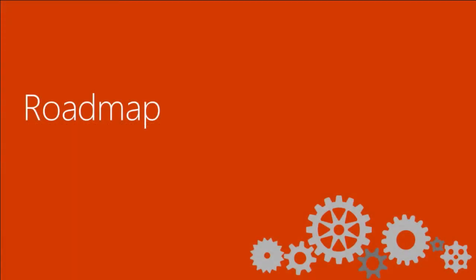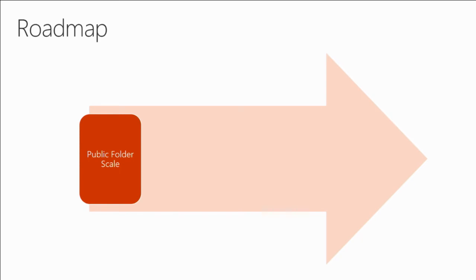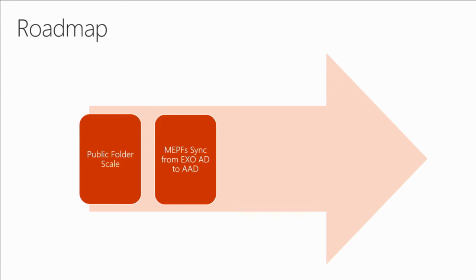So till now we talked about what's new with public folders, and we covered the features which we implemented. Let's talk about what is the roadmap for public folders. So we talked about 250K public folder support. We are soon scaling it to 1 million public folders in Exchange Online. So we also talked about syncing of your mail enabled public folders from on-prem AD to AAD. We are working on syncing of your mail enabled public folders from Exchange Online AD to AAD.